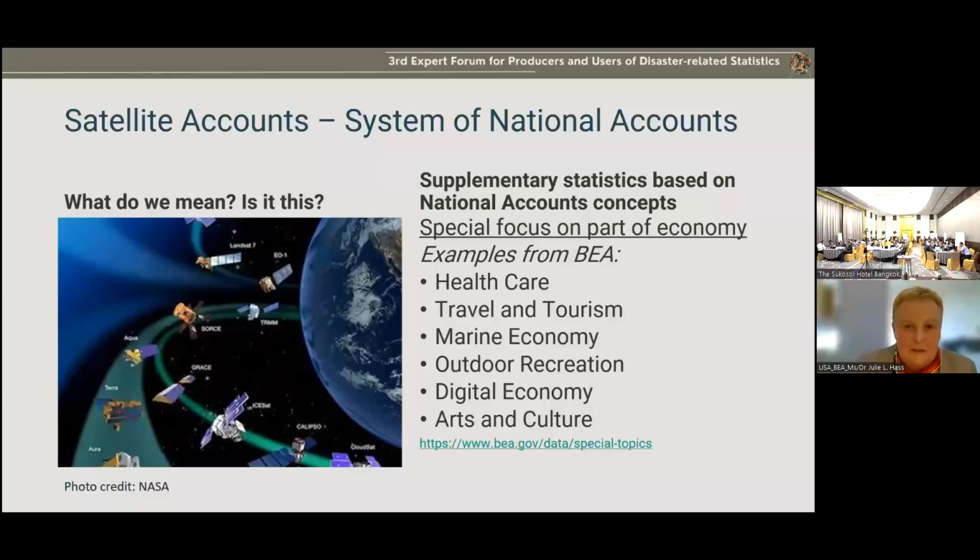The first two, healthcare and travel and tourism, were some of the first types of satellite accounts that were very well defined and developed. In the US, they have now come up with marine economy, outdoor recreation, and the list goes on. The good thing about these is it helps us take a specific focus on the part of the economy that we're interested in. And that's the idea: can we make supplementary statistics on expenditures that have to do with disasters?